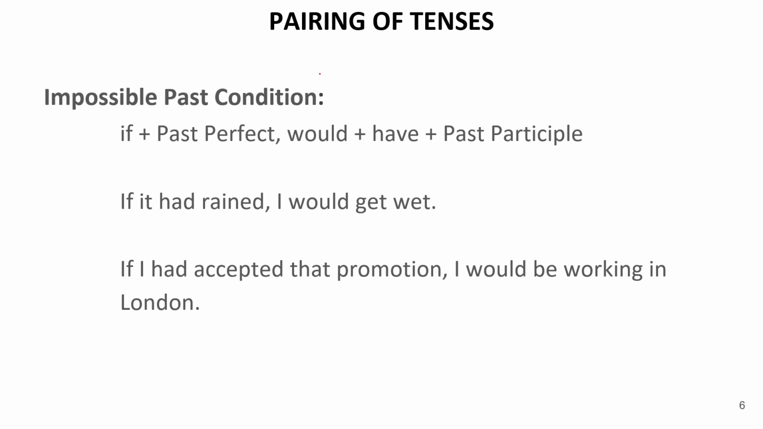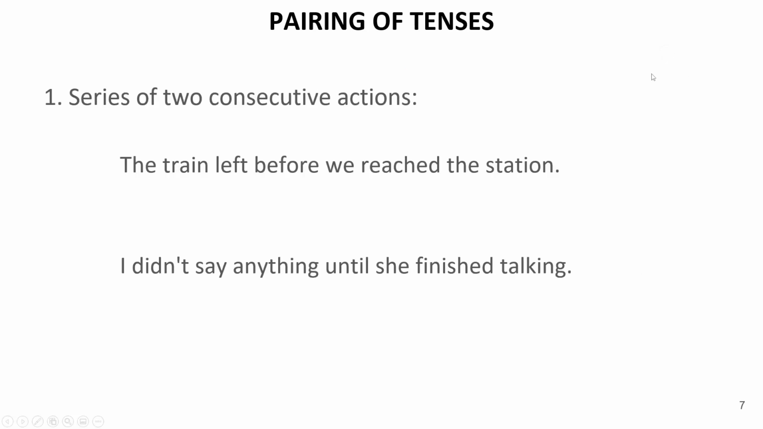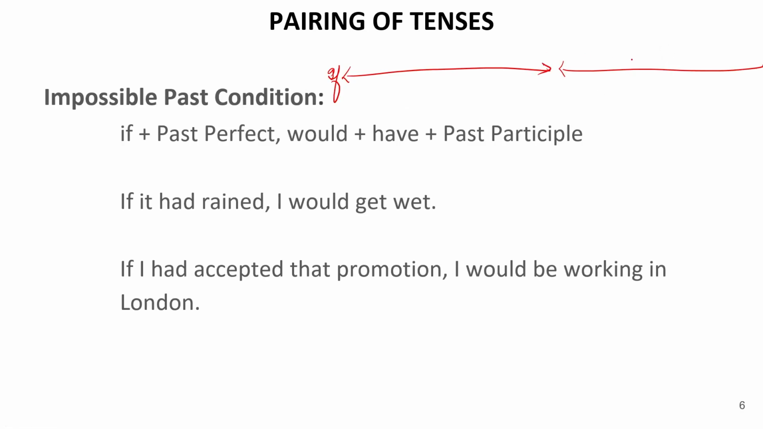So in this condition, in the first clause, just after if, we have subject plus had plus verb third form. This is past perfect. And in the remaining clause, we have subject plus would.